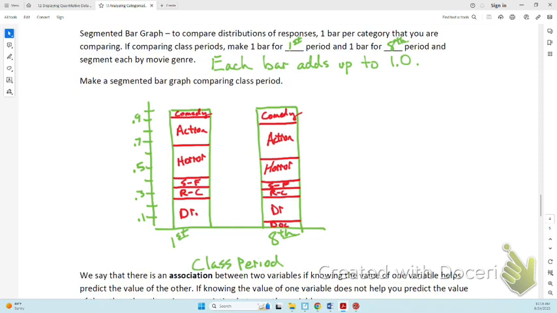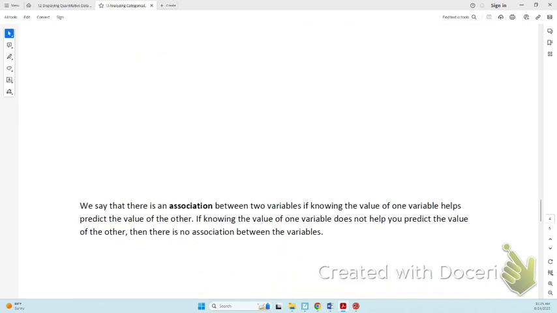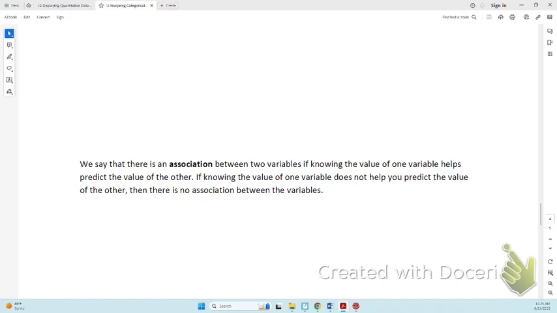So the next question, you see half of it typed down there, is there an association between the two variables? So remember, our two variables are class period and movie genre. Now this is really confusing. We had a long discussion of it in first period, and I totally understand. Let me get that whole paragraph there.